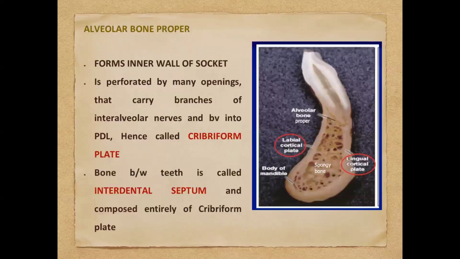Then the alveolar bone proper forms the inner wall of the socket, and it is perforated by many openings which carry branches of the interalveolar nerves and blood vessels into the periodontal ligament. Hence it is called the cribriform plate. The bone between the teeth is called the interdental septum, and it is composed entirely of the cribriform plate.